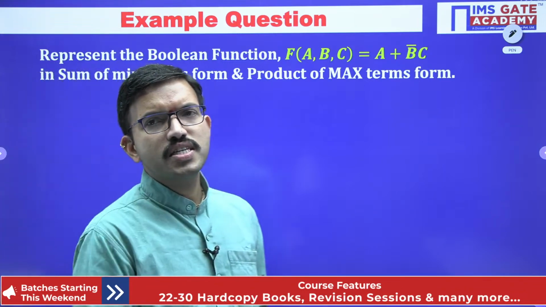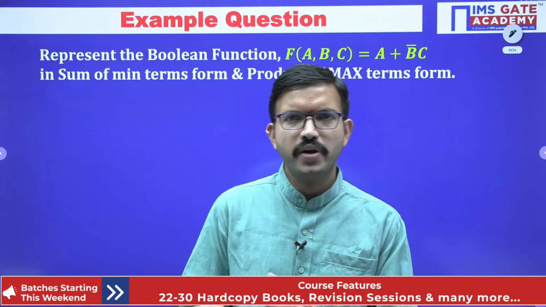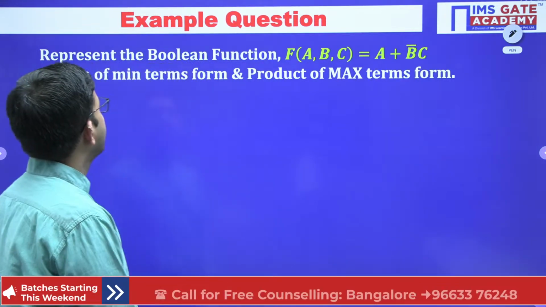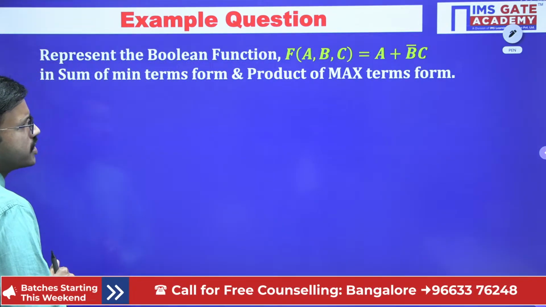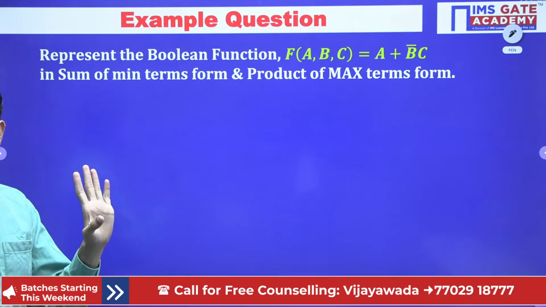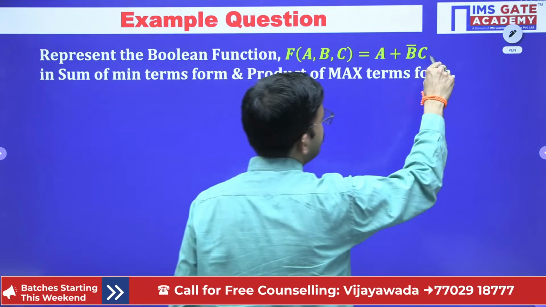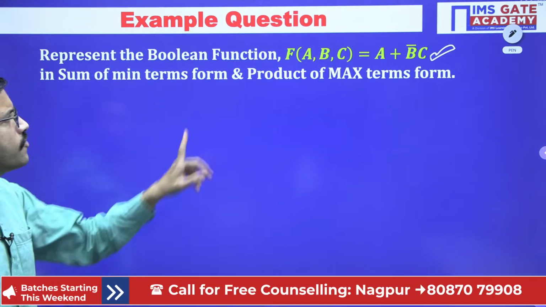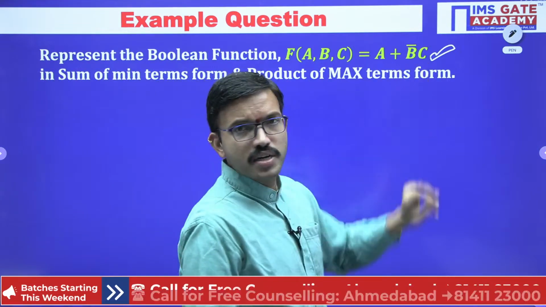So far we have discussed how to do the conversion of sigma m to pi capital M. Similarly, the case for pi capital M to sigma m also. Now let us solve one question. So here, first of all, observe the given function. This given function is in which form? First observe the given function, f of ABC equal to a plus b bar c.